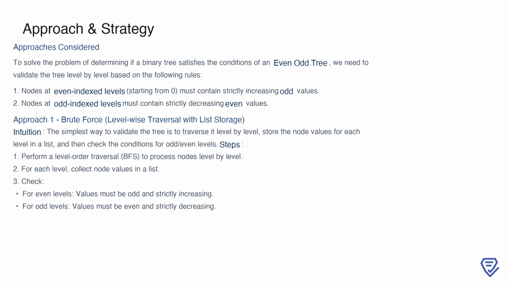First, for nodes at even index levels, starting from level 0, the values must be odd and strictly increasing. Second, for nodes at odd index levels, the values must be even and strictly decreasing. One approach to solving this is a brute force method using level order traversal, or BFS. In this method, we process nodes level by level and store their values in a list. For each level, we then validate the values by checking the constraints: odd values in increasing order for even levels, and even values in decreasing order for odd levels. This approach is straightforward but comes with certain inefficiencies, which we will explore next.